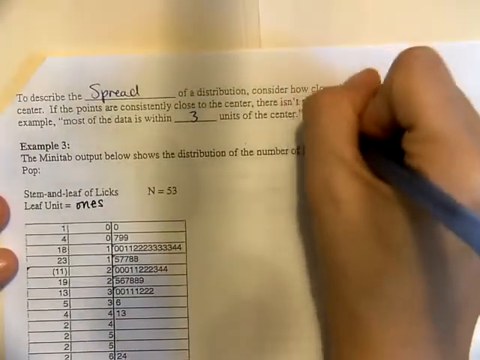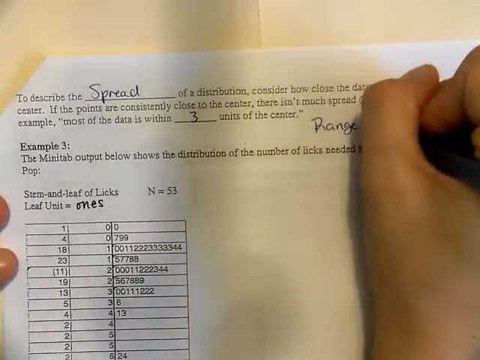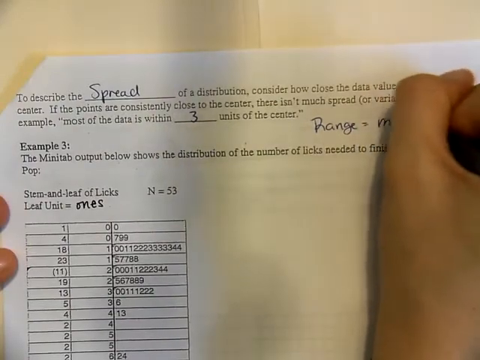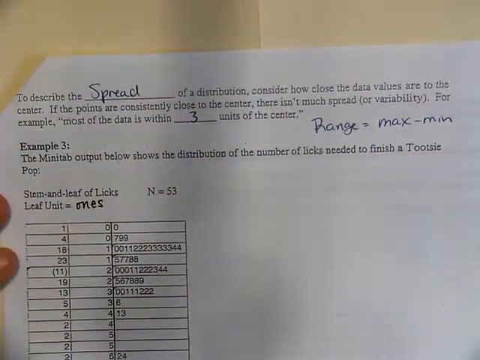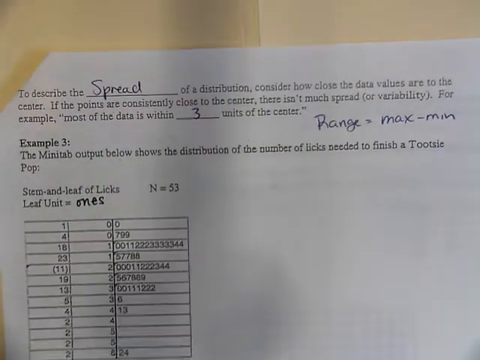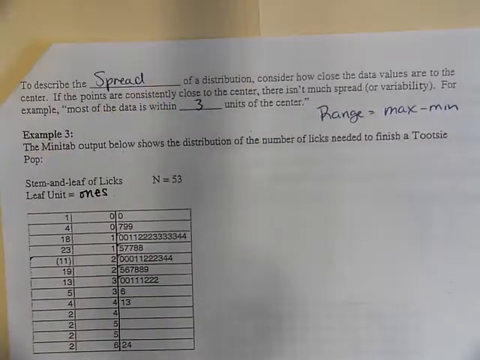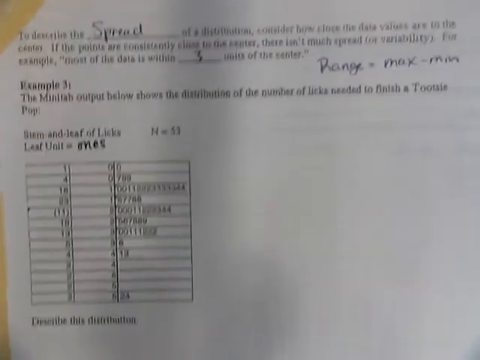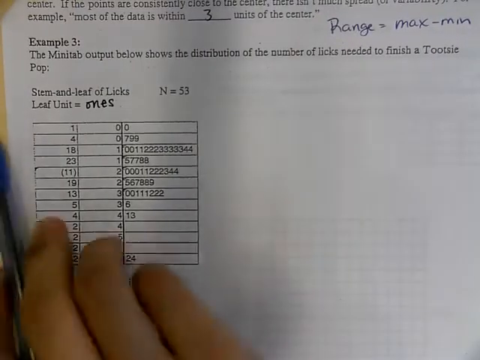At the beginning, we sort of just used the range, which is the max minus the min. So for now, start there, and then we will keep going. We'll learn more about spread in chapter 4. So here's another example. We're going to take everything we just learned and describe it.